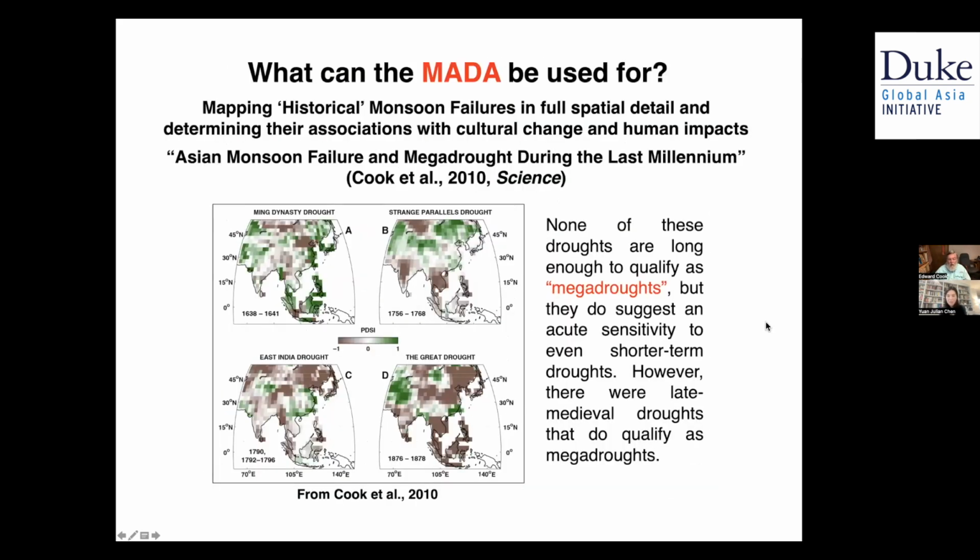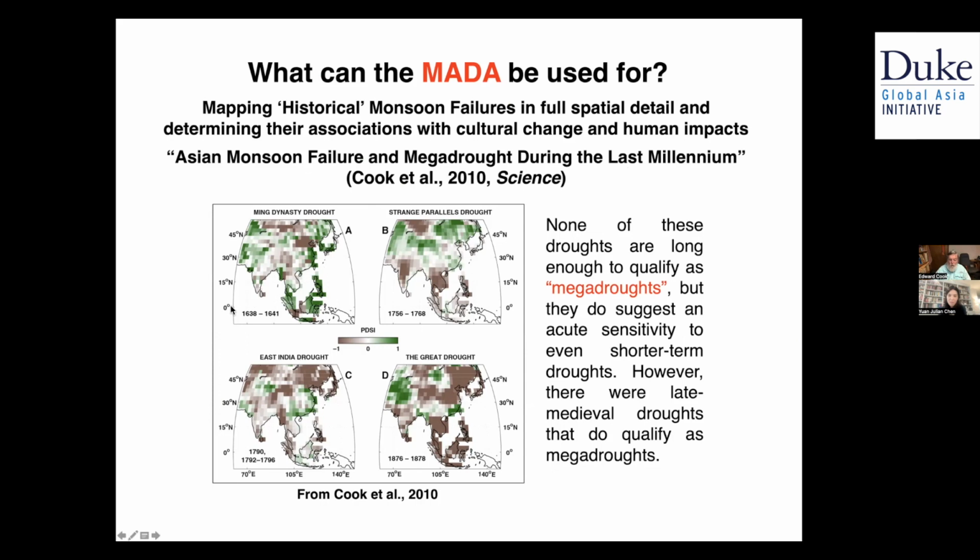So what can the model be used for? Mapping historical monsoon failures in full spatial detail and determining their associations with cultural change and human impacts. The paper that was produced from the initial Monsoon Asia Drought Atlas was Asian Monsoon Failure and Megadrought during the Last Millennium, published in Science in 2010. And here are some maps of notable climatic events that could be extracted from the Monsoon Asia Drought Atlas.